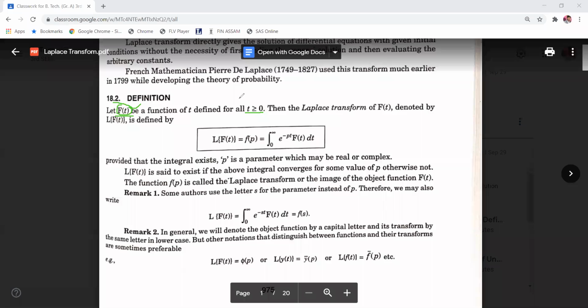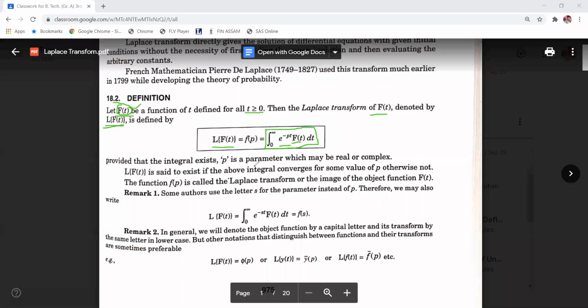T is the variable. Then the Laplace transform of f(t) is denoted by L, curly bracket, f(t). This is the notation of the Laplace transform of f(t). And it is defined as L{f(t)} is equal to, this is the definition, integral from 0 to infinity of e to the power minus pt into f(t) dt.